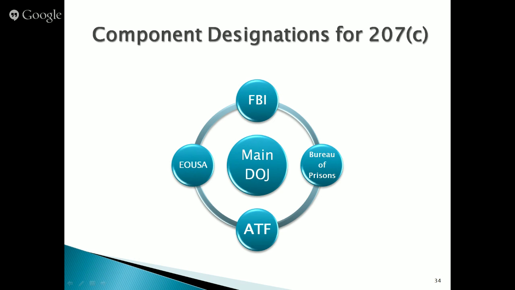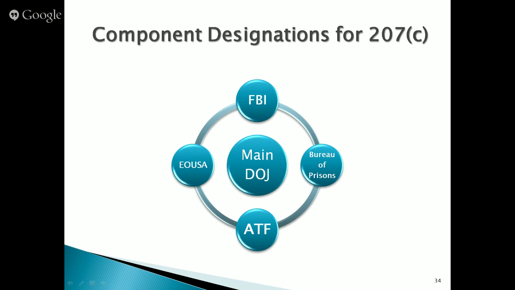But that also works in the other direction, is that right, Cheryl? If I work at Main Justice, say the Office of the Attorney General, and the FBI has been designated as a separate component, my restriction doesn't reach to the FBI because I'm not an employee of that component. I don't have a 207(c) restriction with respect to the FBI because it's a separate component. That's exactly right. It goes exactly in both directions. So separate really means separate. Yes, it does, in both cases.